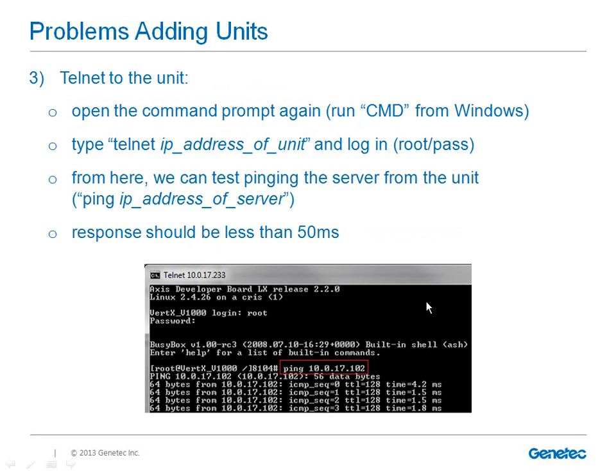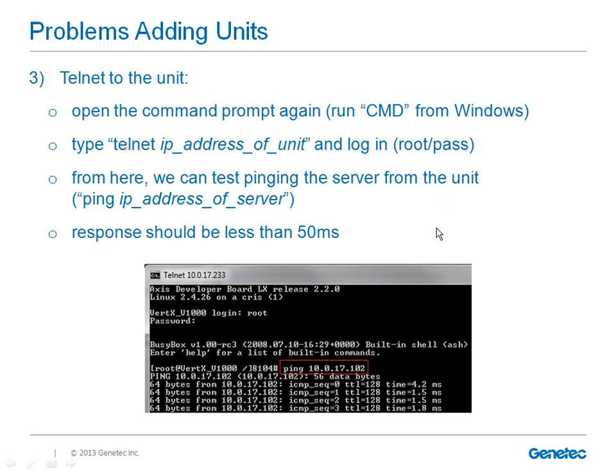The third connection test involves telnetting to the unit. So just like we did for the ping test, open a command prompt in Windows, and then type in telnet followed by the IP address of the unit. It will ask you for the unit credentials, so just use the root and pass or BTF SPLK as we did for the web page.